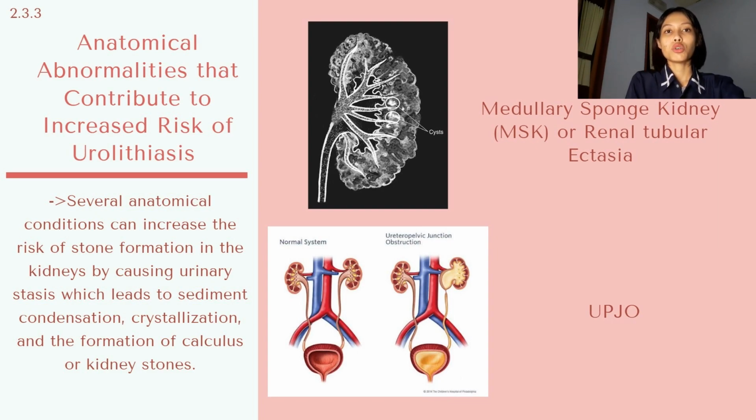Number 2, UPJO. Obstruction of the ureteropelvic junction results in urinary stasis, which, together with metabolic abnormalities and a genetic predisposition, increases the risk of lithiasis.